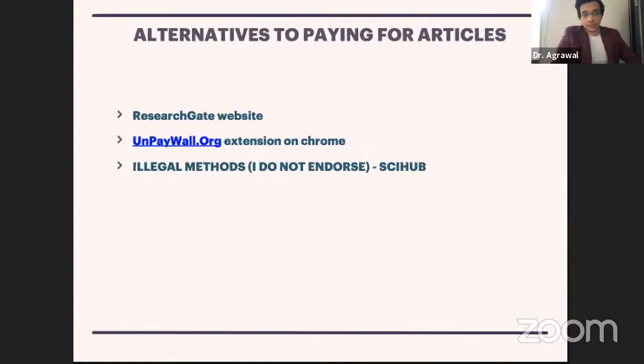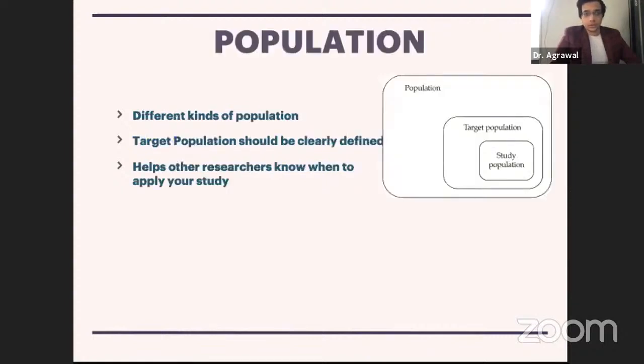We also spoke about some alternatives to paying for articles, including the ResearchGate website where you can directly contact an author. There's an unpaywall.org extension on Chrome. There are some illegal methods that I do not endorse, including Sci-Hub and LibGen, which some people may choose to use.